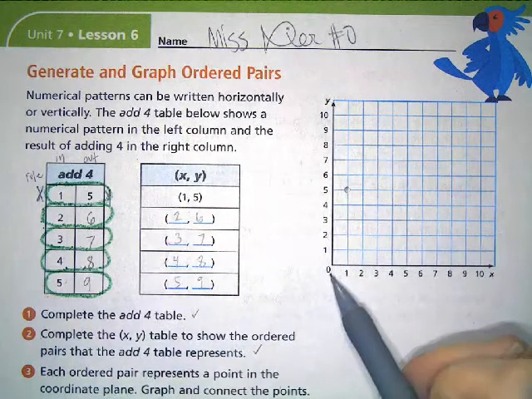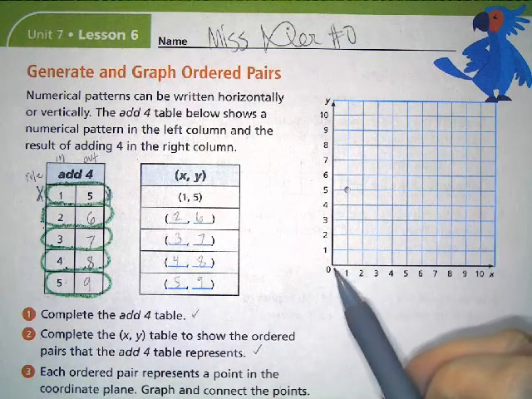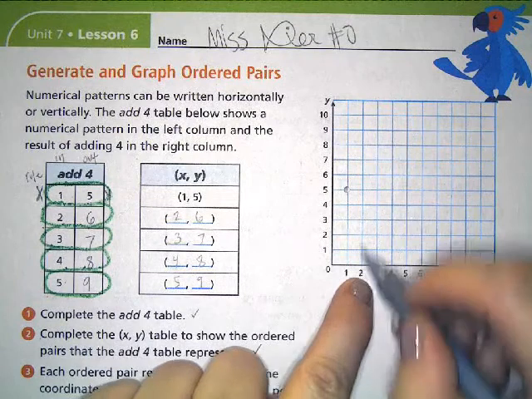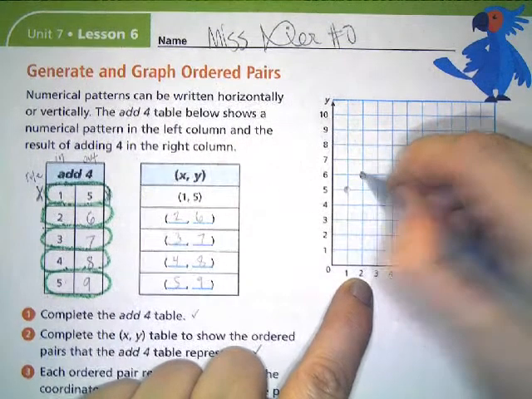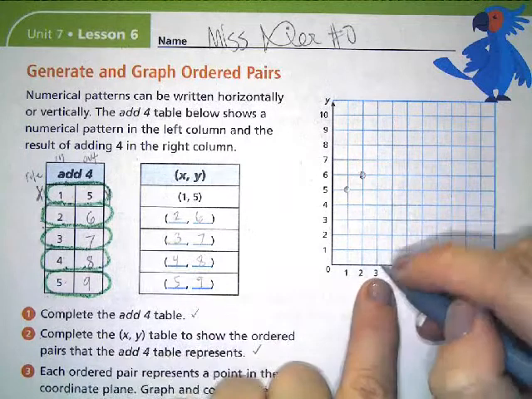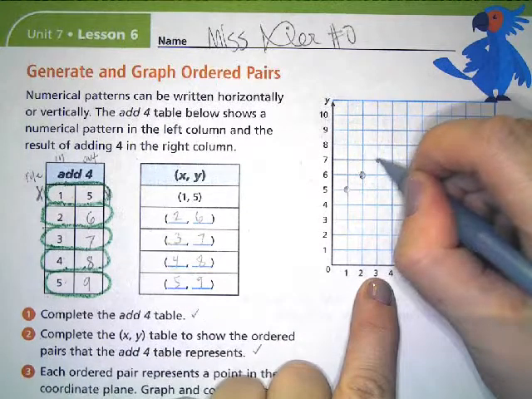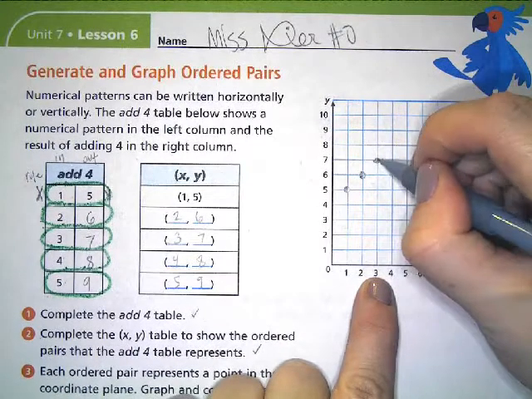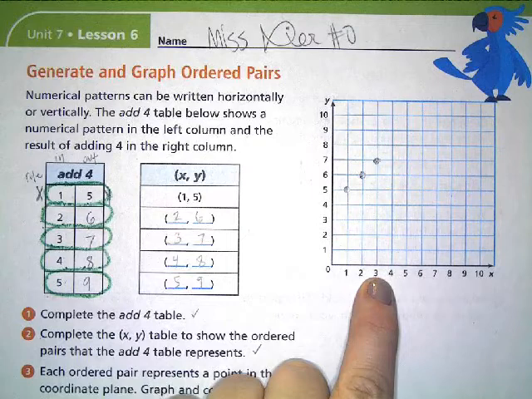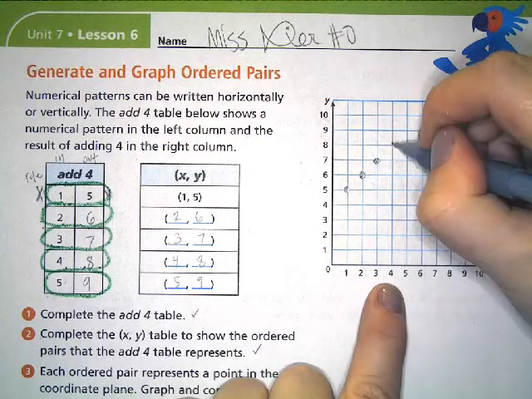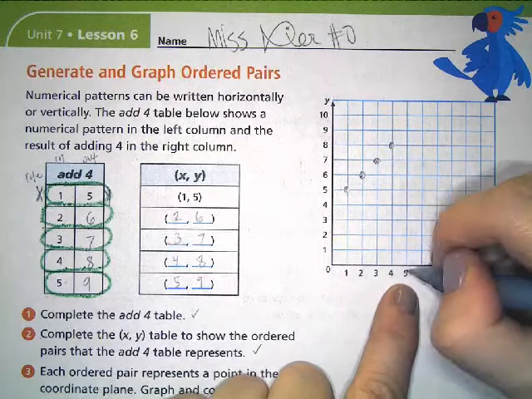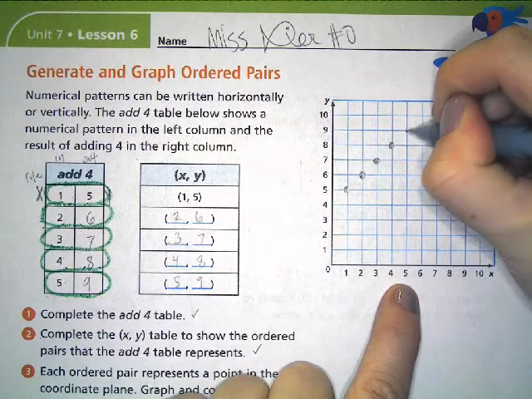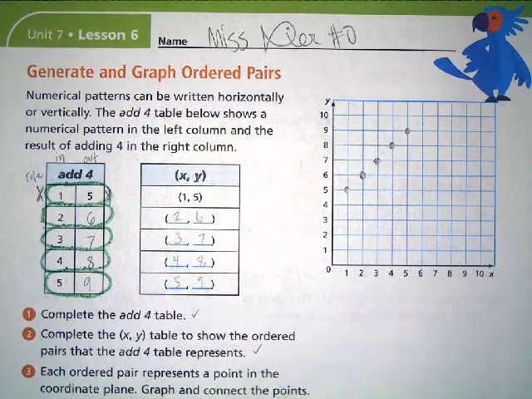Next one is over 2, up 6. Where do I begin? At the origin. You always come back to the origin. Over 2, up 6. Why don't you go ahead and finish plotting all of these points? They follow a pattern. So you should be able to figure it out after plotting about 2 or 3 of them. You should be like, oh, I can see what's happening here. 4, 8, and 5, 9.